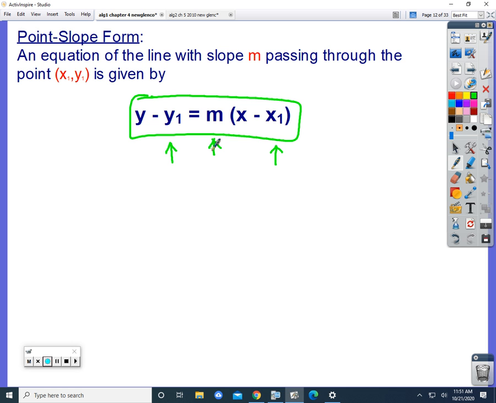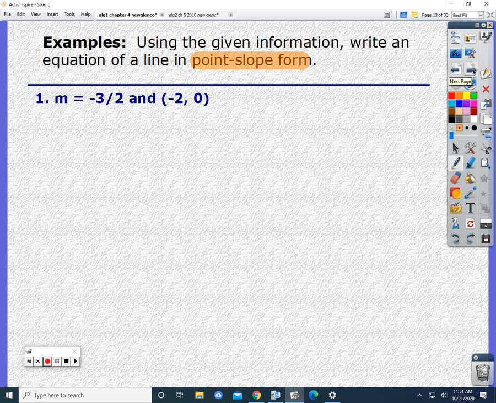So make sure you learn this new form, point-slope form, and pay attention when they ask you to write or use it. Make sure you know the form you're using for that. So let me show you some examples. So using the given information, write an equation of a line in point-slope form. So here's your slope. There it is, and there's the ordered pair. So we're going to go grab the form. And you're going to have to get used to writing it out.